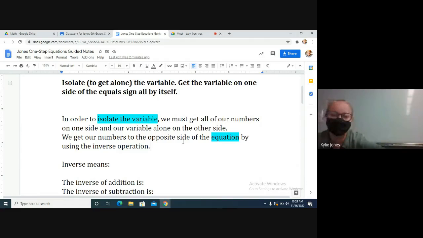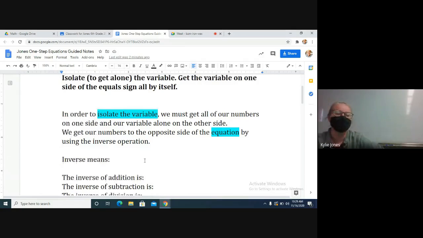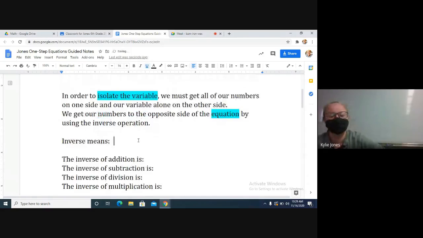Okay? Now it says, when you have the correct word in there, to get our numbers to the opposite side of the equation, you need to use the inverse operation. What does the word inverse mean? Any ideas what the word inverse means? Opposite, good. Inverse means opposite. This one's already underlined for you. It means opposite. Opposite. So you need to use the opposite operation.